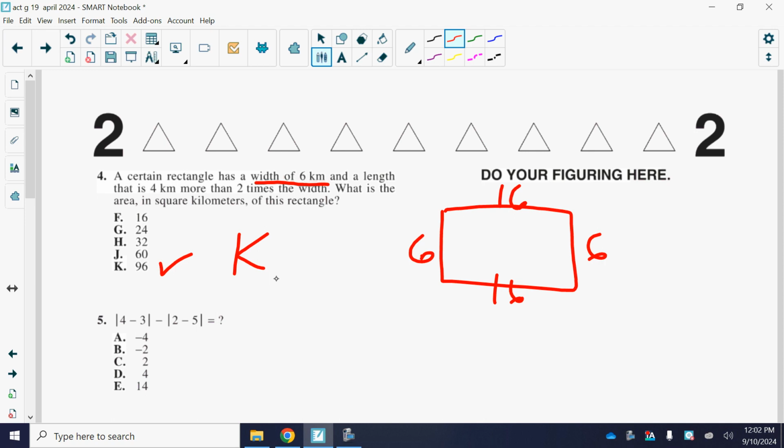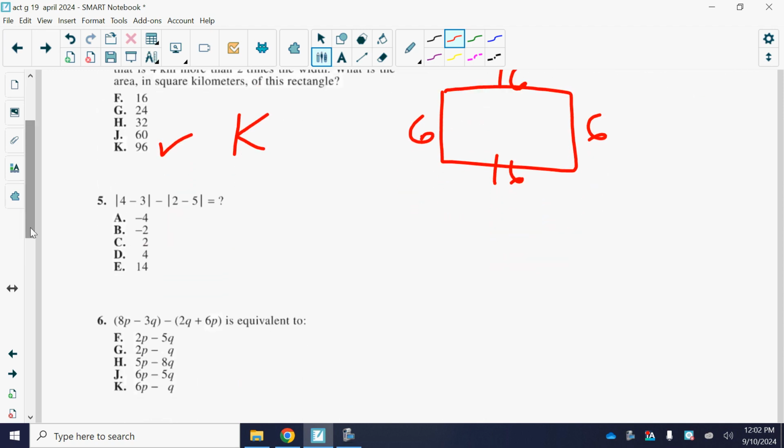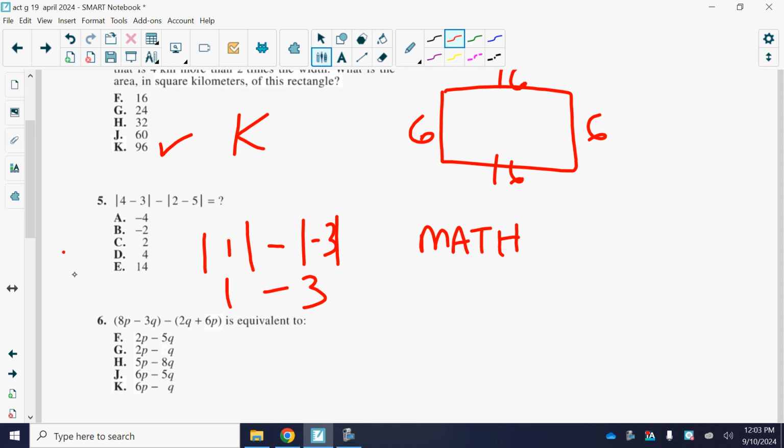Number 5 is one of our class programs. You could use the ABS button on math on your calculator. If you got too much pride for that, you could do this minus -3. Absolute value is always positive, so the answer is B, -2.